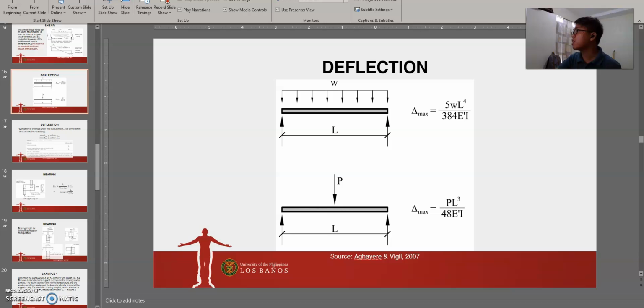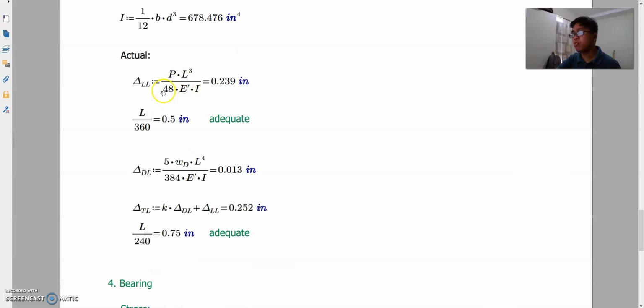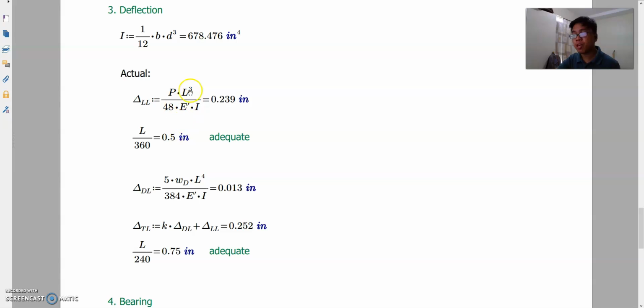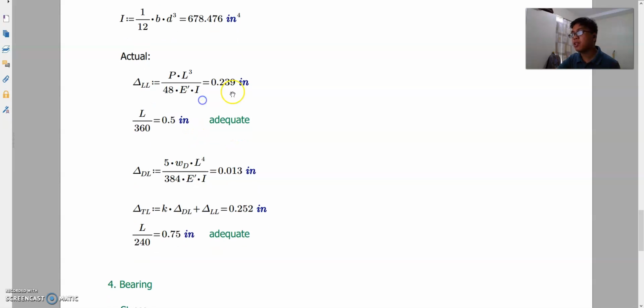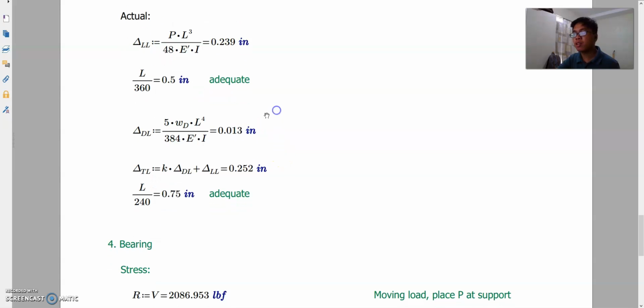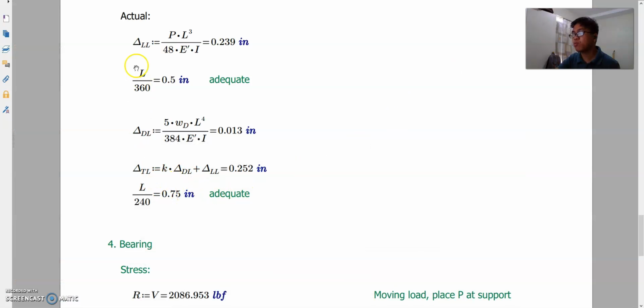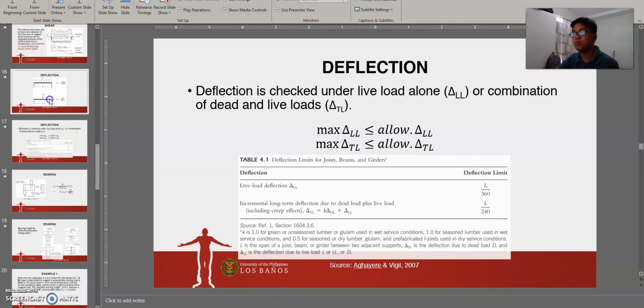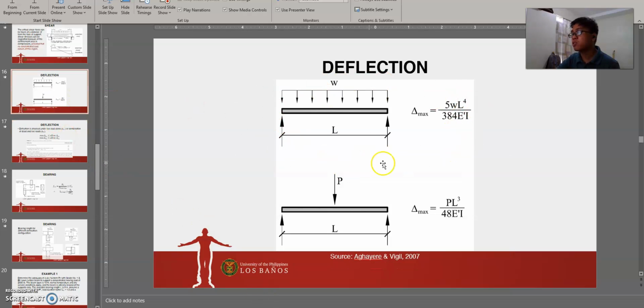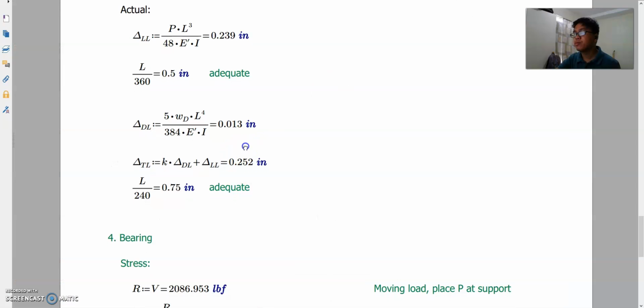So we use this formula here. So PL cube over 48 E prime. Okay, remember E prime. I. And then 0.239 compare with 0.5 inch and therefore still adequate. Next, we compute for the total load, which is a function of the dead load and live load. Already got the live load, we compute for the dead load. And it is a uniformly distributed load since it is a self-weight. And so we use this one. This is another formula here. And then we got 0.013 inch.